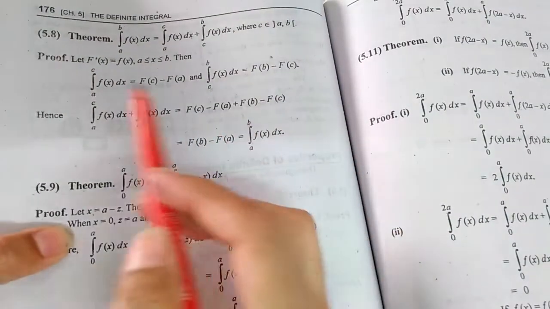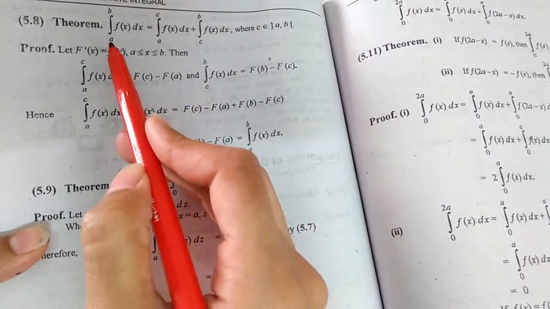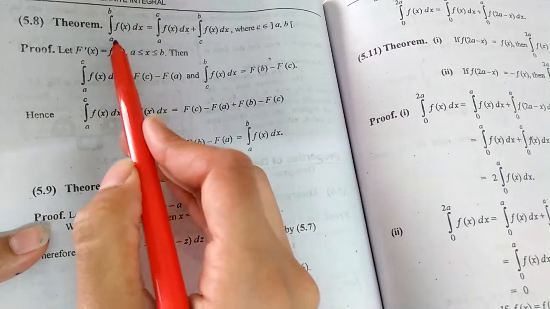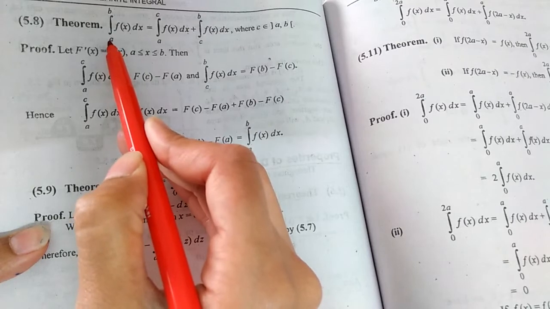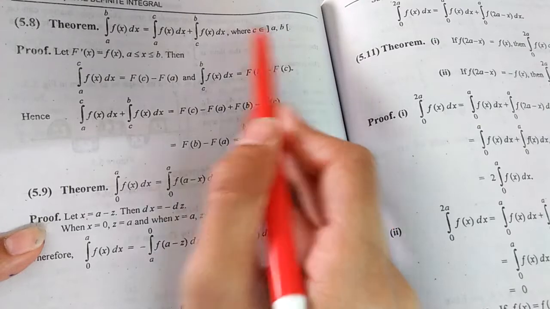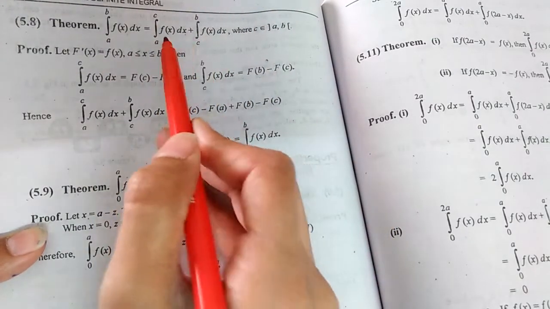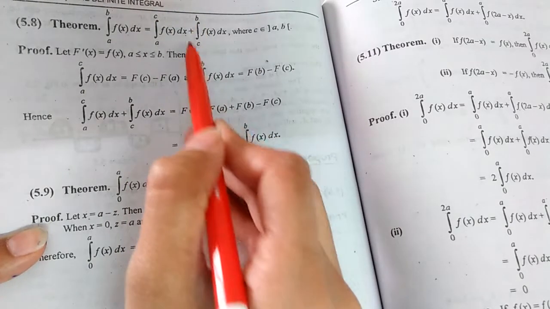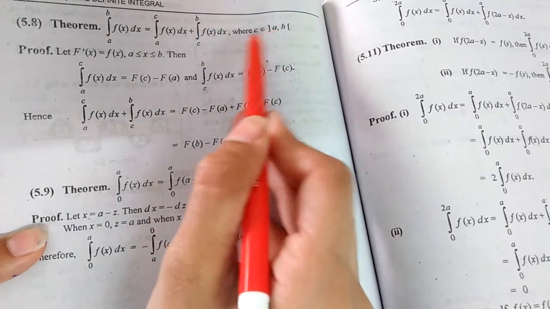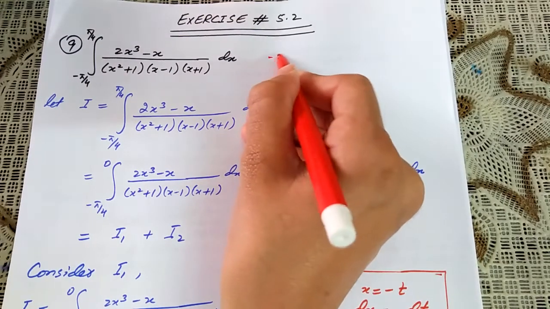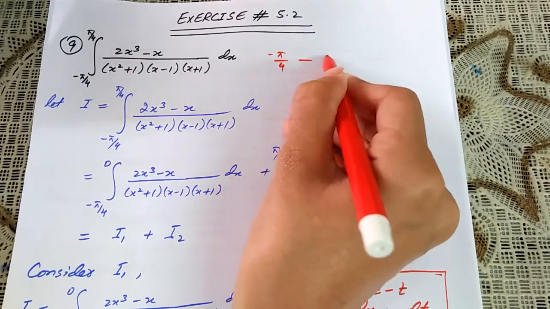176. Theorem 5.8 says that we can break our limits of integration into two parts such that your interval is from a to b. We can just pick a point out of this interval from a to b, and we can just break this integral into two parts. How? We can break it from a to c and c to b, and that c basically belongs to this interval a to b. So using that theorem, in this question 9, our limits of integration are from minus pi by 4 to pi by 4.